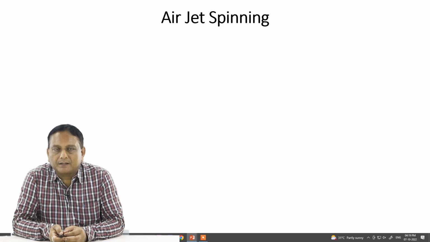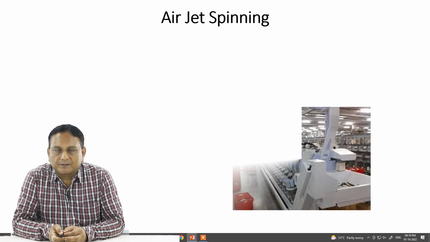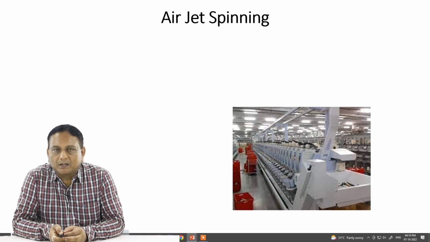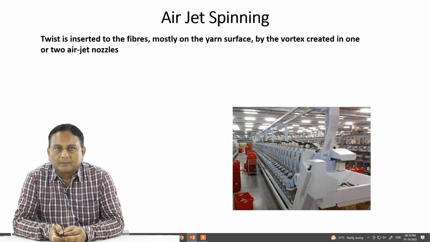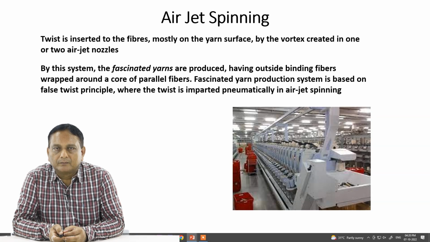Now let us go into another spinning system that is called air jet spinning. How does it work? This is one of the industries where an air jet spinning machine is running. Now what is the unique feature of this? Twist is inserted to the fibers mostly on the yarn surface by the vortex created in one or two air jet nozzles. So on the yarn surface, the twist is inserted on the fibers by the air vortex system. That is the unique feature of air jet spinning.